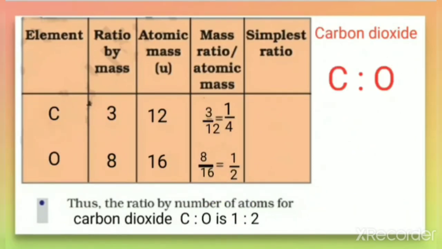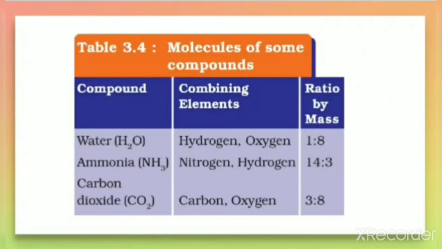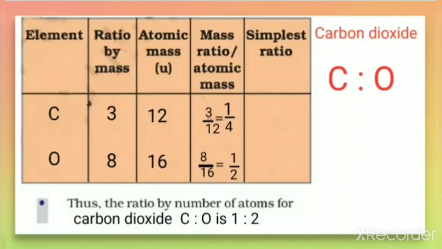Next example, carbon dioxide. When you look at the previous table, in this you can find the carbon to oxygen ratio is given, 3:8 ratio is given to us. So let us find out what is the ratio by number of atoms. This is the ratio by mass. So let us find out the ratio by number of atoms by using this value. So make the table as we have done for the water and ammonia. So here the two elements are carbon and oxygen. The ratio, that is 3:8 ratio, is given.